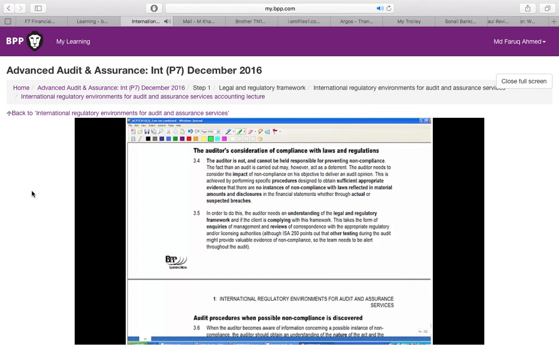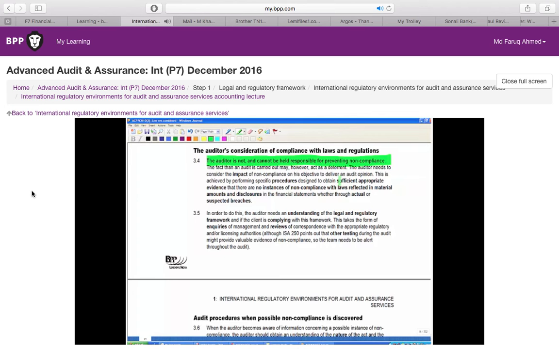So does this mean that the auditor has absolutely no responsibilities in respect of laws and regulations? Unfortunately not. Whilst it says at the beginning here the auditor is not and cannot be held responsible for preventing non-compliance, the audit carried out does act as some sort of deterrent, and the auditor needs to be mindful of the impact in respect of any non-compliance in order to be able to deliver their opinion. Basically, if the auditor is aware of instances of non-compliance, it can't necessarily state that the financial statements have been prepared in accordance with the way the audit should be undertaken, especially if compliance with things like the Companies Act in the United Kingdom, for example, is a significant part of your ability of discharging your duties.